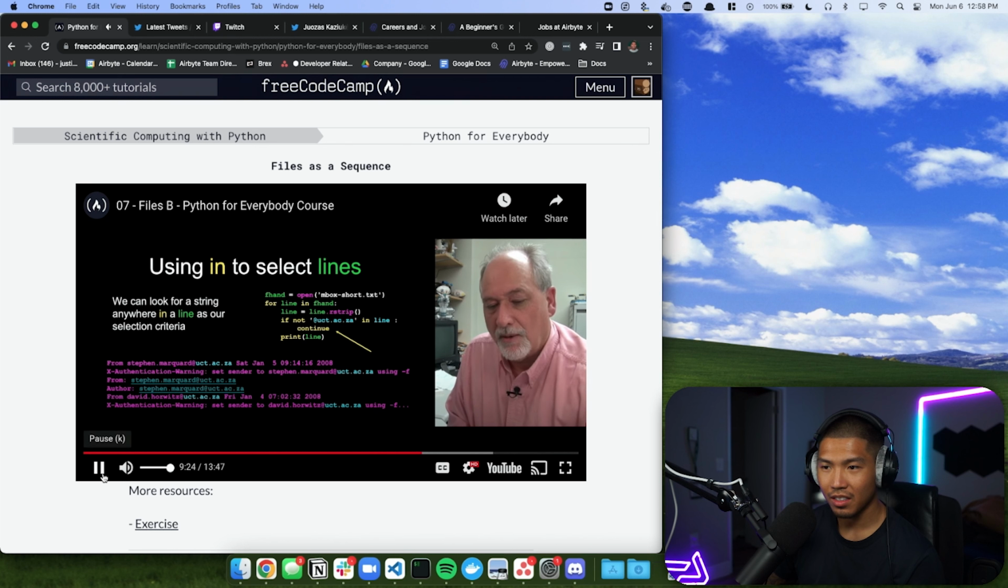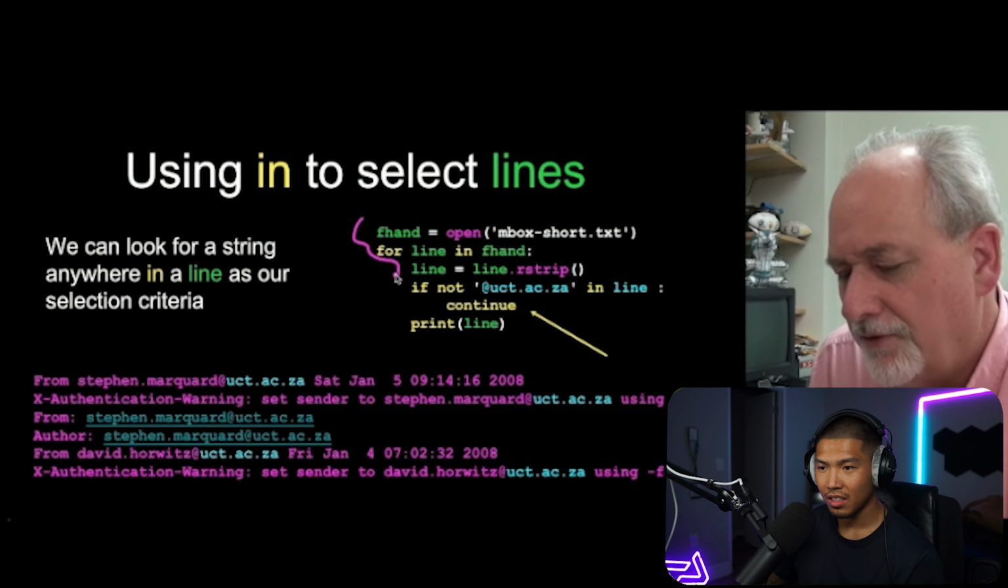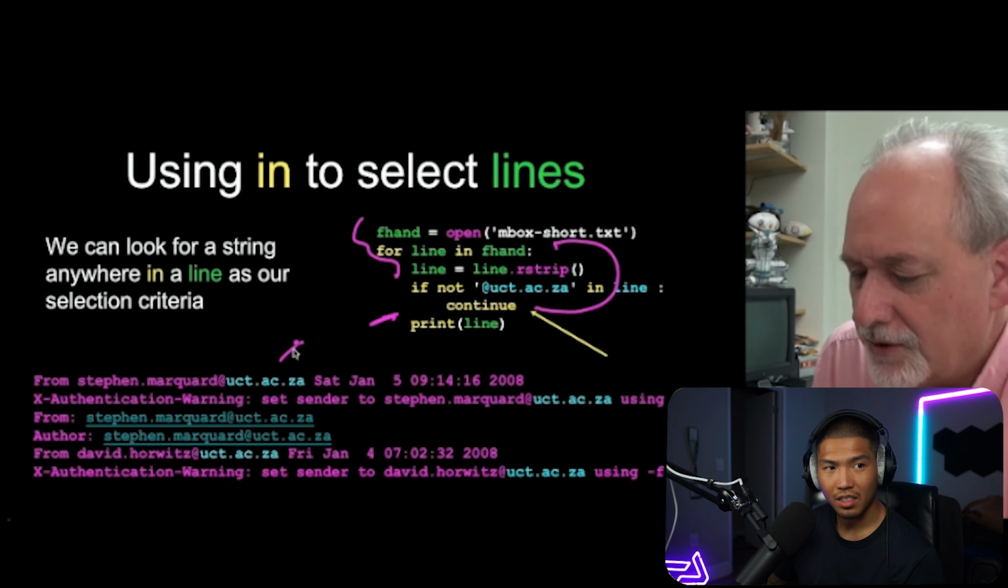So another way to select the lines that we're interested in is to use the in operator. So we talked before about the in operator and how that works. We're basically going to use the continue skipping method. We're going to read all the lines, these first few lines. If uct.ac.za is not in the line, skip it. And so this is going to print out all the lines that have this in them. And so you see this is the output.